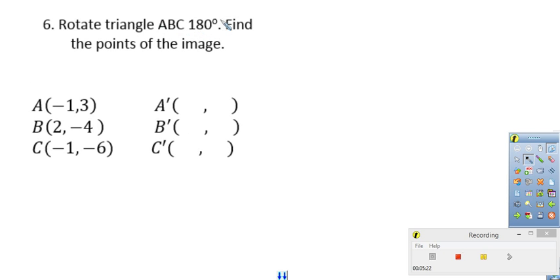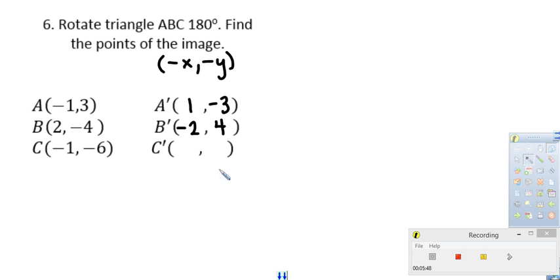Rotate the triangle 180 degrees, so we need to remember the rule here. This is just negate the x and negate the y. Negate both. So all we're doing is whatever numbers we have, we do the opposite and the opposite. So opposite of negative 1 is positive 1. Opposite of positive 3 is going to be negative 3. Opposite of positive 2, negative 2. Opposite of negative 4 is going to be positive 4. Opposite or negate, positive 1. Negative 6, opposite, positive 6.